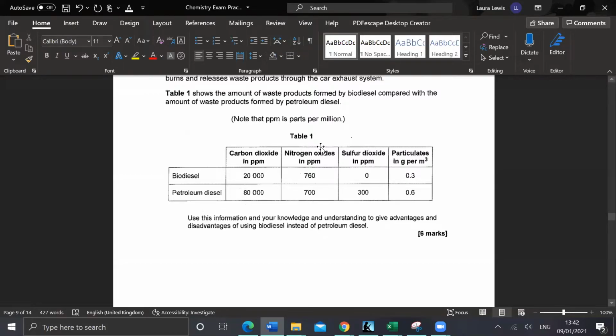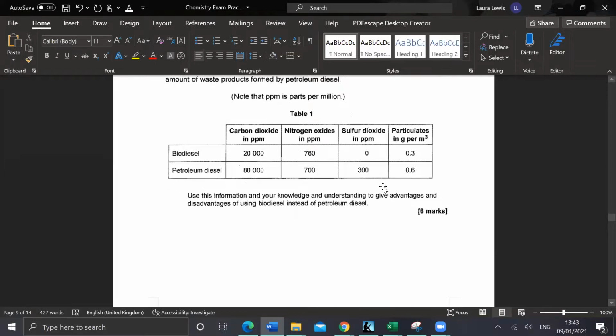Nitrogen oxides in parts per million, 760, 700. Nitrogen oxides are also a pollutant. Sulfur dioxide can lead to acid rain. Sulfur dioxide, zero for biodiesel, which is good. Petroleum diesel, 300. Some of these things are much higher for biodiesel. Particulates of soot and things like that go into the atmosphere. Biodiesel 0.3, petroleum diesel 0.6.